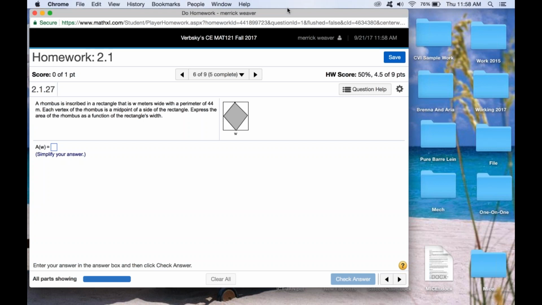All right, so the rhombus is inscribed in a rectangle. W means the side with the. Okay, so if the perimeter is 44, that's all the areas around the edges. You can just divide it by 4, and each side is 11, correct? Correct. Okay. Each vertex of the rhombus is a midpoint of the side of the rectangle. Express the area of the rhombus as a function of the rectangle's width. I need to be the presenter on this.